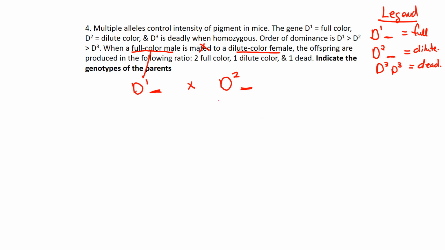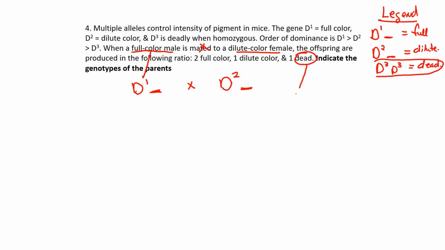Now, we don't look at any old offspring. We're looking for recessive babies. What is the most recessive trait? That's any dead babies, right? Because we know their genotypes. If they're dead, it has to be homozygous D3. So take a look. They had two full colored, one diluted, one dead.